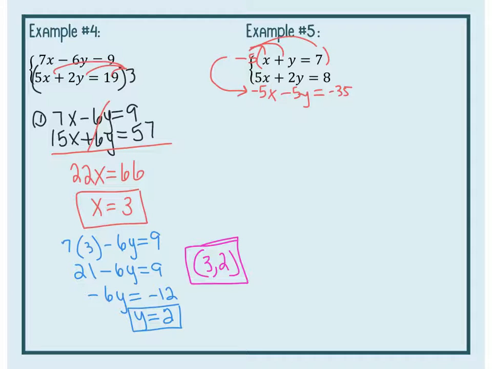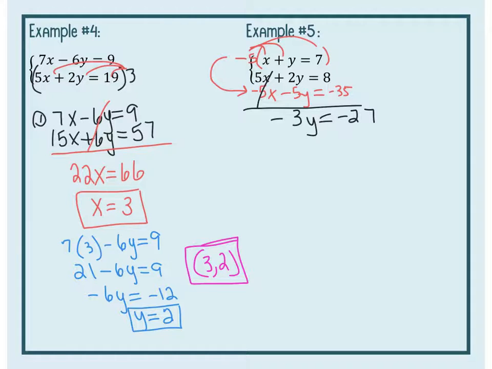So the first step is to make sure that one of the variables has the same number but different signs. And if it doesn't have it already, then you have to multiply one or both of the equations so that they can have the same number but different signs. Okay? Our next step is going to be to add the two equations together. And remember that this step, one of your variables should be eliminated. Now I have 2y minus 5y, and I have 8 minus 35.